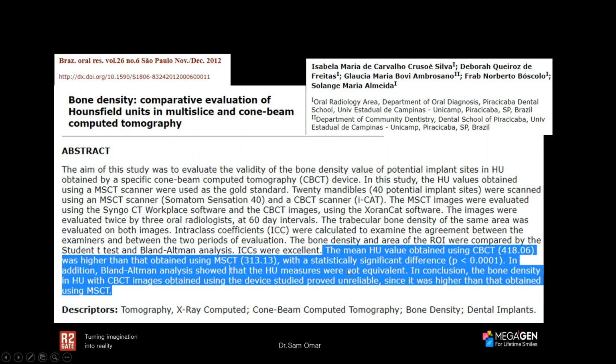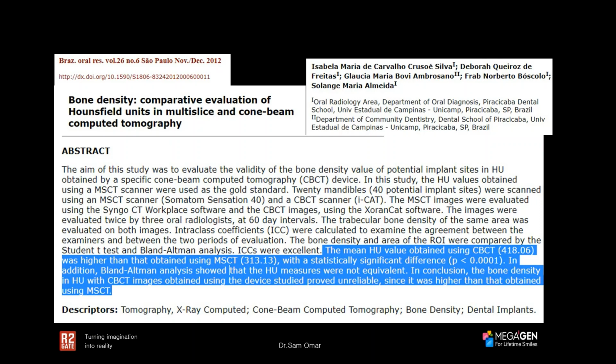In conclusion, bone density in Hounsfield units with CBCT scan images obtained using the device studied proved unreliable, since it was higher than the ones that were obtained with a multi-slice CT scan, which is the gold standard. So, in essence, it's not very reliable to measure the bone density from a CBCT scan. It's a lot more reliable to do that with a multi-slice CT scan. The only problem we have is that we don't really have access to multi-slice CT scan machines in our offices.